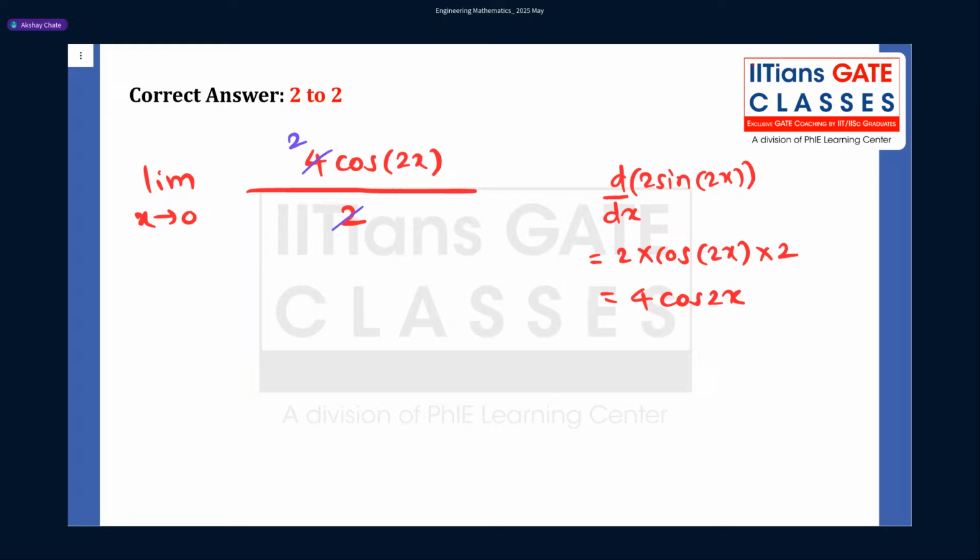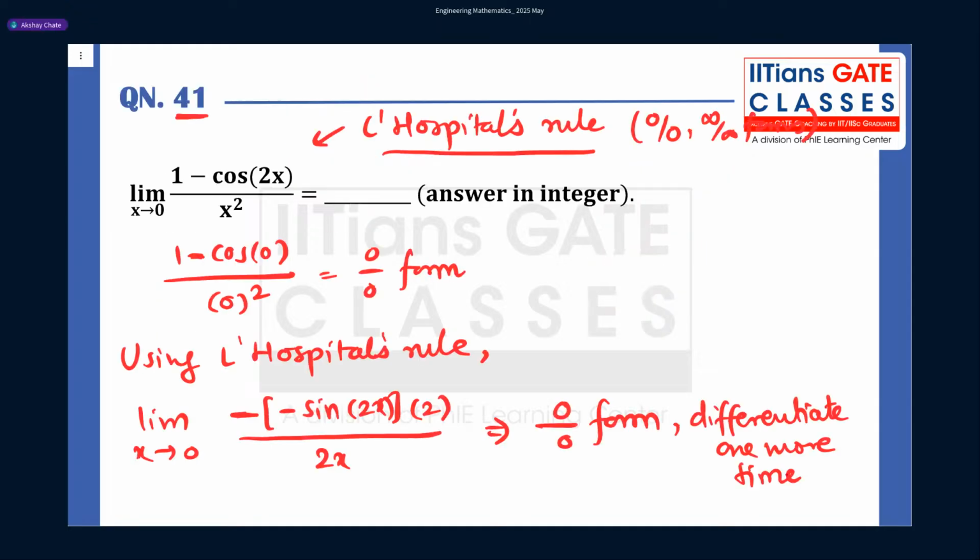So if you put x equal to 0 now, cos 0 is 1. Okay, so you have the answer 2 into 1. So the limit is 2. Okay. So the correct answer is 2. And they were asking you to answer in integer only.